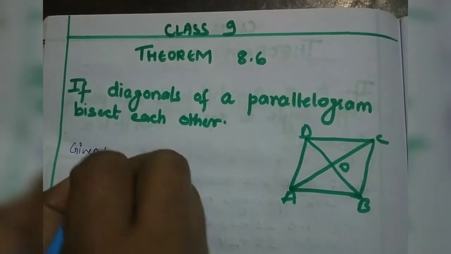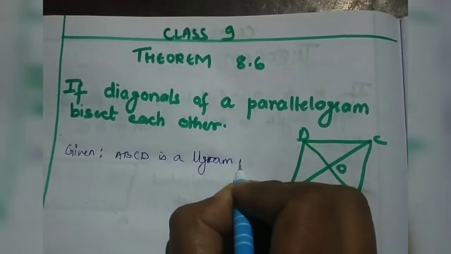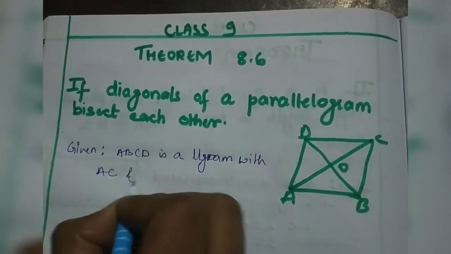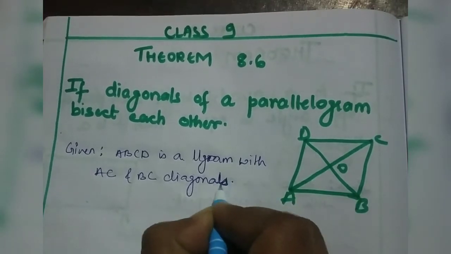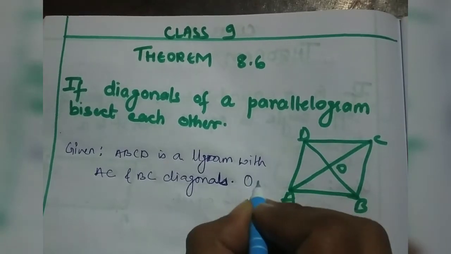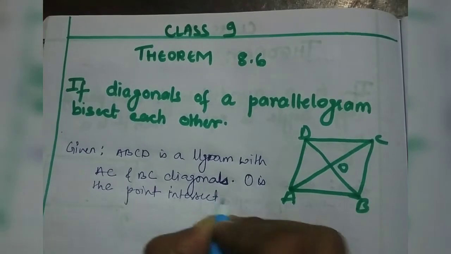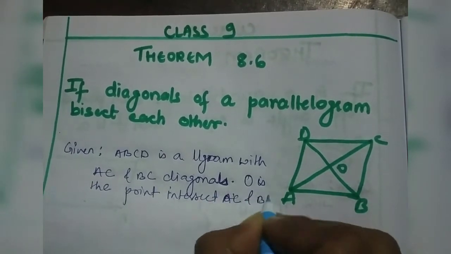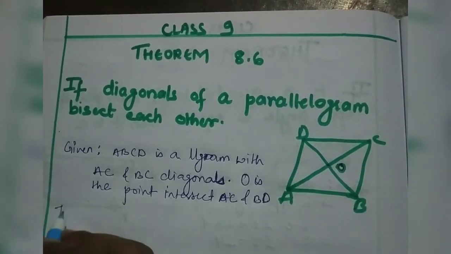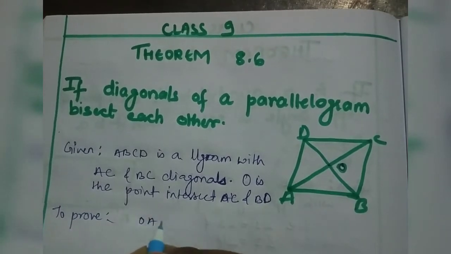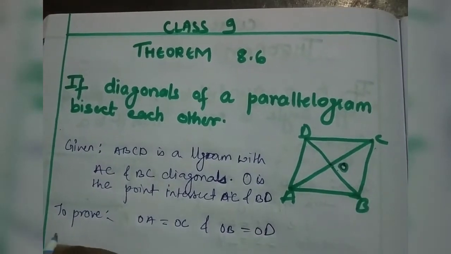Given: ABCD is a parallelogram with diagonals AC and BD, and O is the point where AC and BD intersect. We need to prove OA is equal to OC, and OB is equal to OD. Proof.